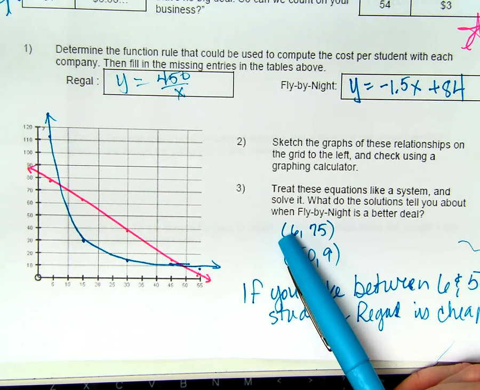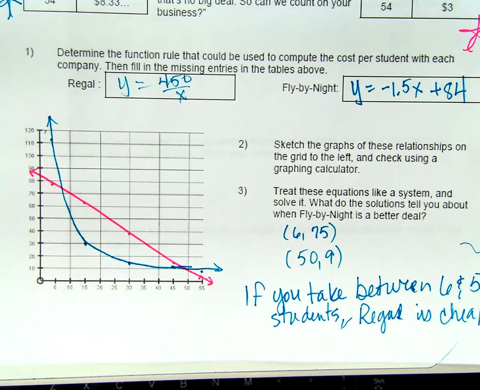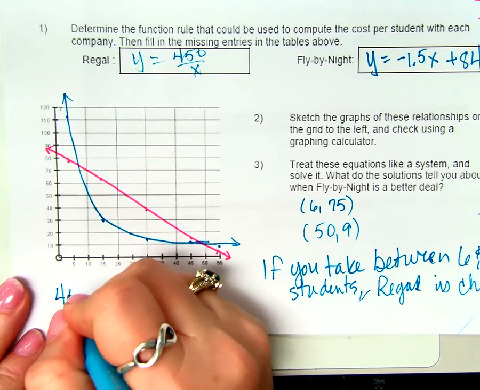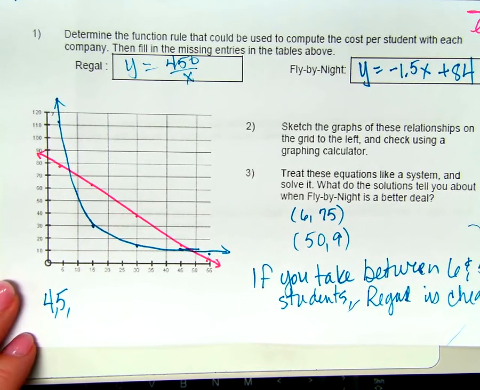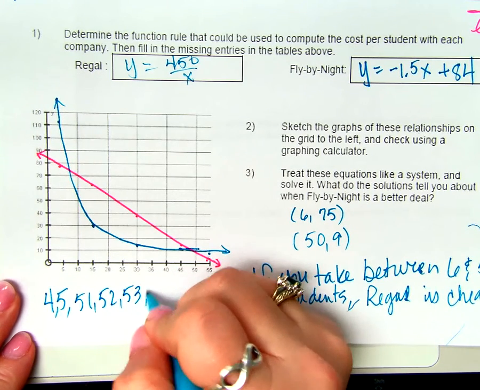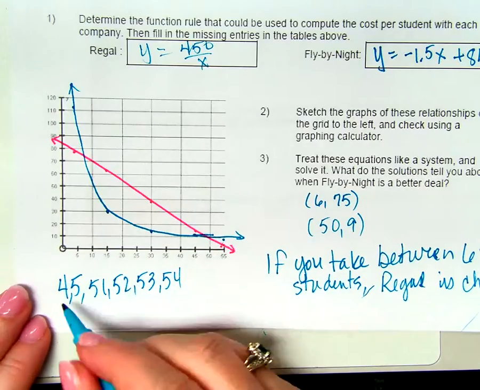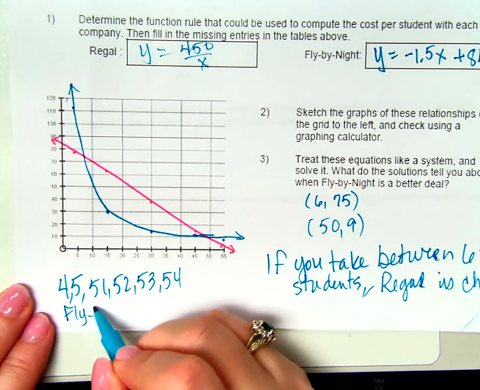Yeah. But it can just be 4. Oh, if it's less than 6 and more than 50, right? Yeah. But it says that the company can only take between 4 and 54 students. So 4 and 5 is cheaper. What else is cheaper? 51, 52, 53, and 54. If you take that many students, then Fly-By-Night is cheaper.